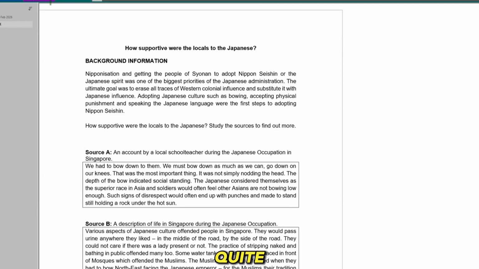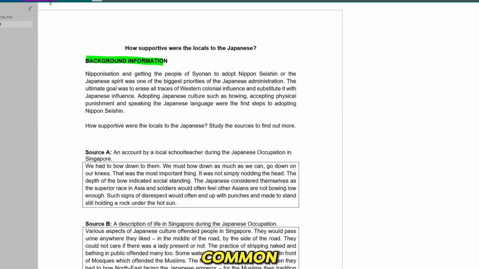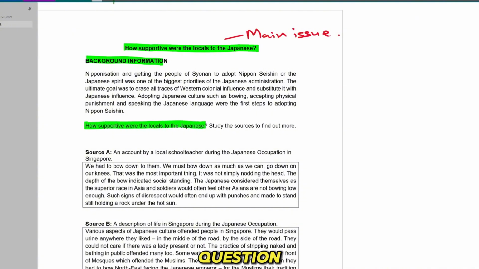Let's try to break this down. It's quite normal and common for schools to give you background information for your exams and your class tests. Then they'll give you a statement on top here. How supportive were the locals to the Japanese? This line is very important. This line is called the main issue. Sometimes they have this line, sometimes they don't, but most of the time they have. If the line is missing, you can find it here also. You're not supposed to answer this question. This is just telling you what all the sources in this case study are about. They're asking whether the locals were happy with the Japanese or not. How supportive were the locals to the Japanese? That means, were the locals happy with the Japanese?